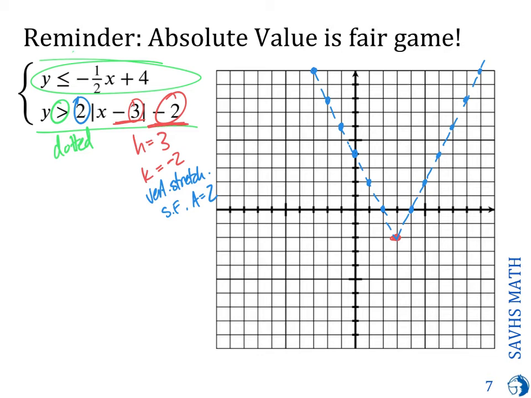Okay. The other one on this graph is this. This is a solid line. The y-intercept is 4. The slope is -1/2.